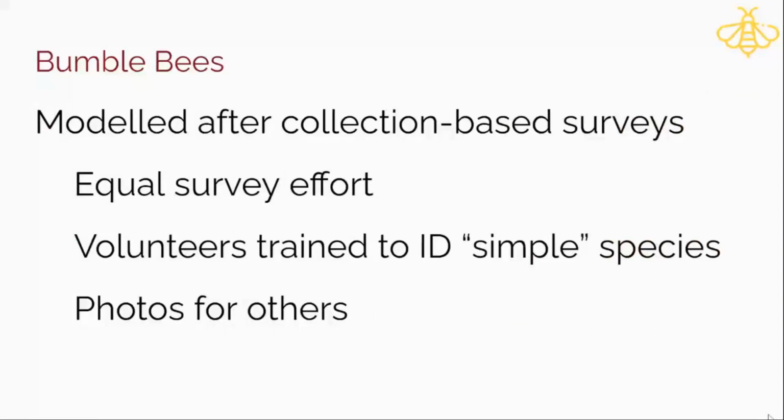So I mentioned that we were modeling our setup after some of these more collection-based surveys. One of the things that we wanted to do was to have equal survey effort across these different collection points. With iNaturalist, that was great for finding new places where species were, but we really just get occurrences and aren't able to say much other than that's where that bee is. And being interested in the population level of what's going on with bumblebees, we really wanted to be able to start to gather those data.